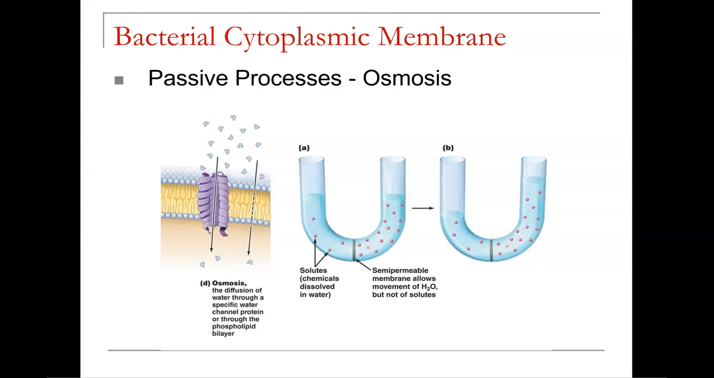So if a cell has more solutes inside, water is going to flow inside that cell. If the outer environment has more solutes than inside the cell, then water is going to flow from inside that cell, out of the cell, causing it to kind of shrivel up.